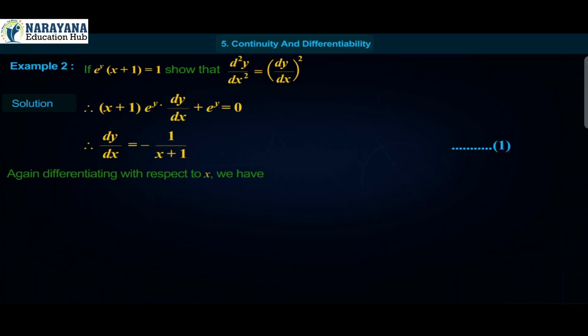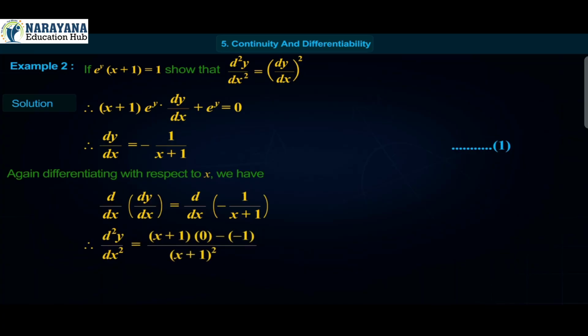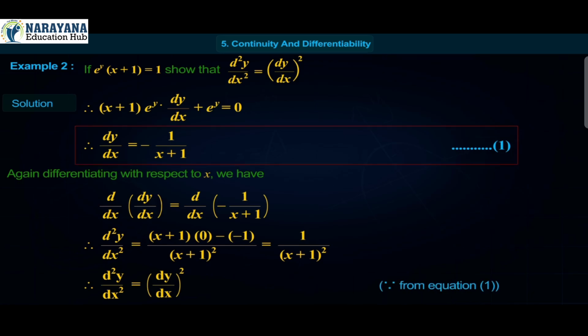Equation 1. Again differentiate with respect to x, d by dx into dy by dx is equal to d by dx into minus 1 upon x plus 1. Therefore, d square y by dx square is equal to x plus 1 into 0 minus minus 1 upon x plus 1 whole square, which is equal to 1 upon x plus 1 whole square. Therefore, d square y by dx square is equal to dy by dx whole square, because of equation 1.